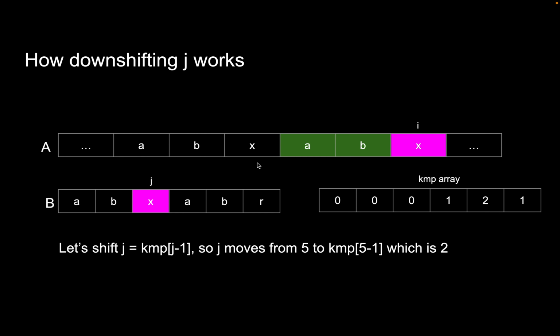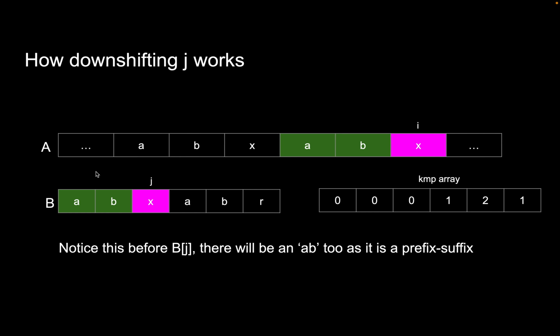So let's shift our j to KMP[j - 1]. So j becomes 2 here. We notice that in this case this AB is a prefix, but this AB is a suffix. So what can we do here? We now know that these two are definitely going to be the same, as there is a prefix here and a suffix here. So we can save on needing to check these two strings again when we are trying to match the strings.